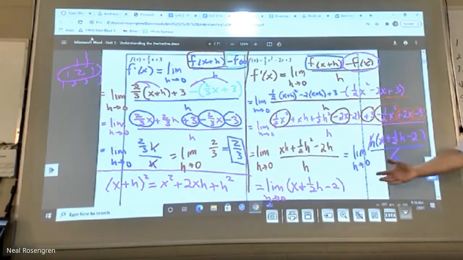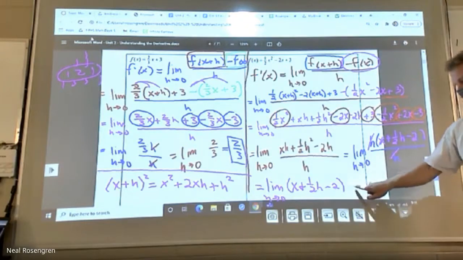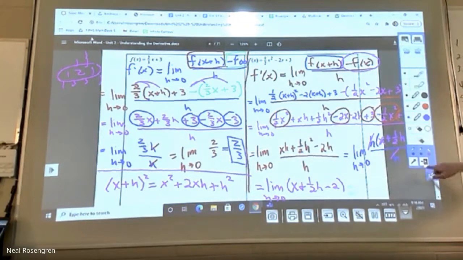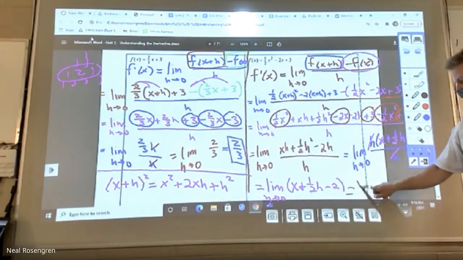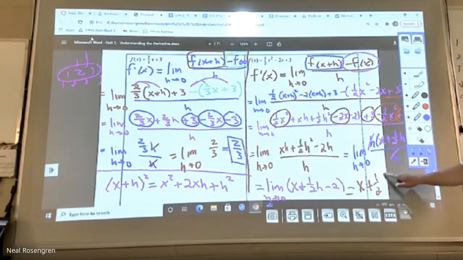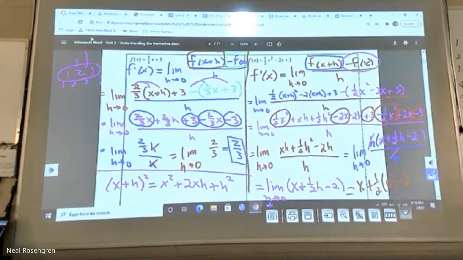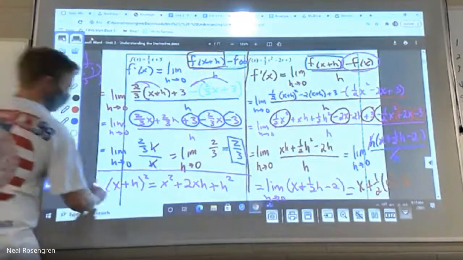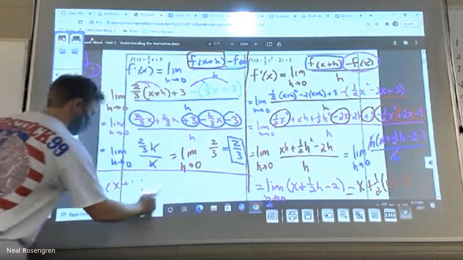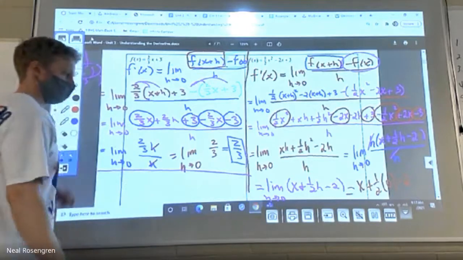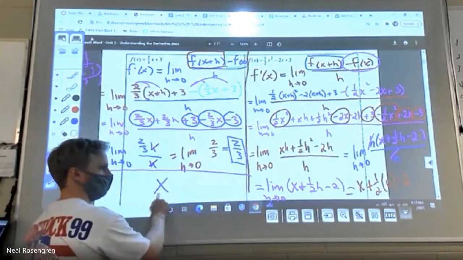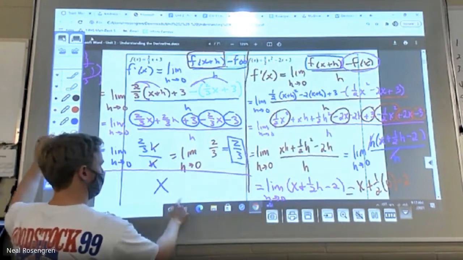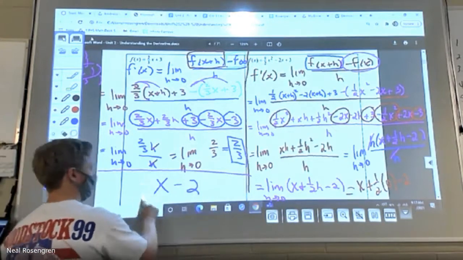So is there any issue now in actually plugging in 0? Oh, this might be too bright. Sweet. So let's do it. x plus 1/2 times 0 minus 2. Get rid of this just because I'm out of space. x minus 2.